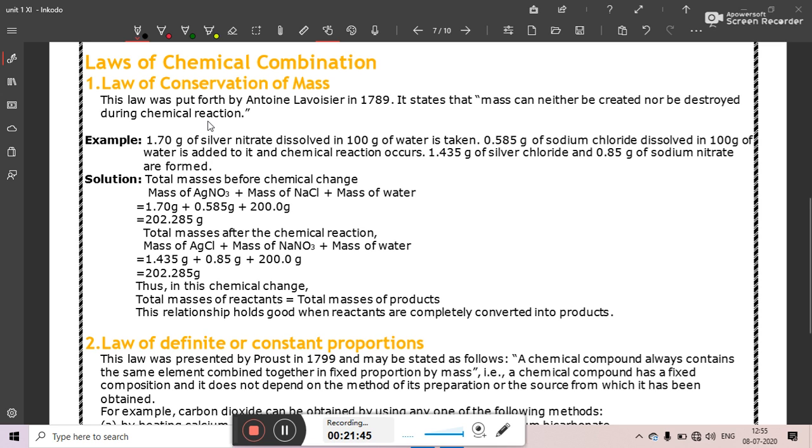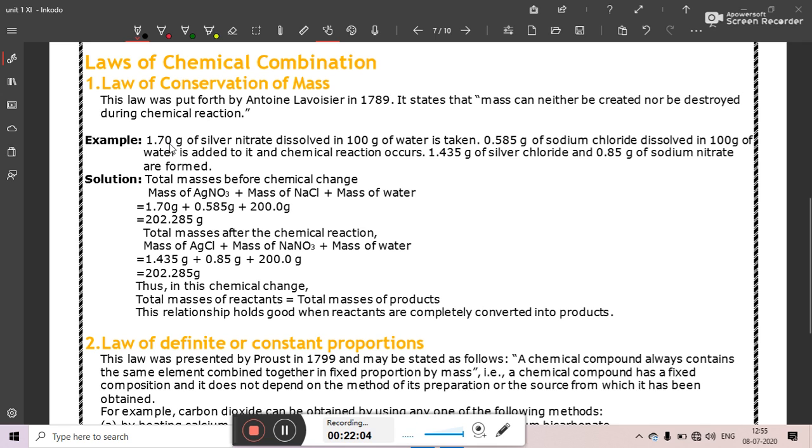That means if a reactant is converted into product, then the total mass of reactant and total mass of product should be equal. That means reactant should be completely converted into product. An example is given to understand this law.